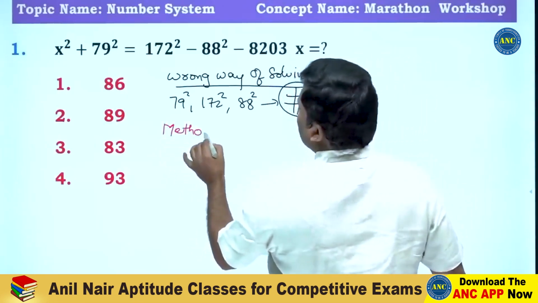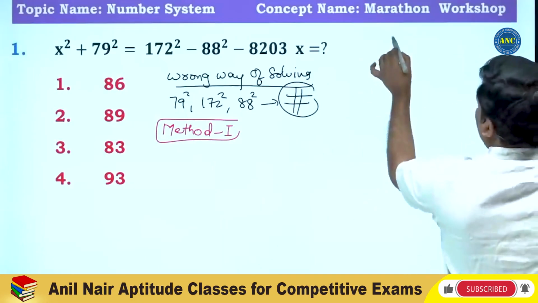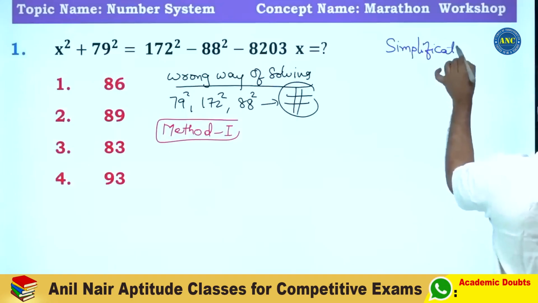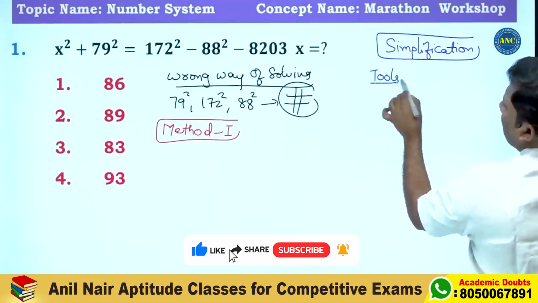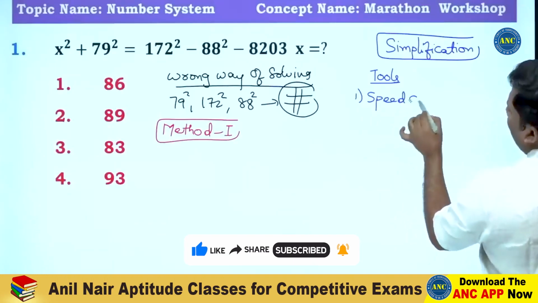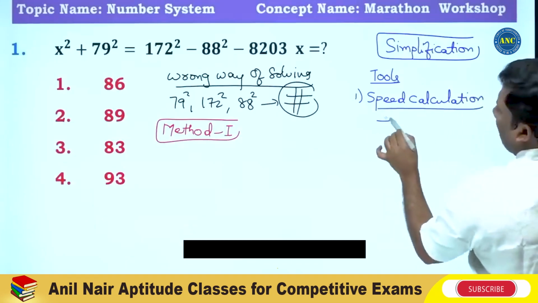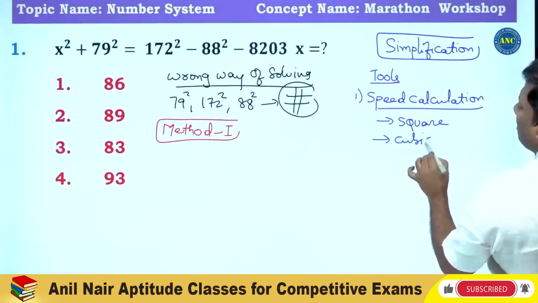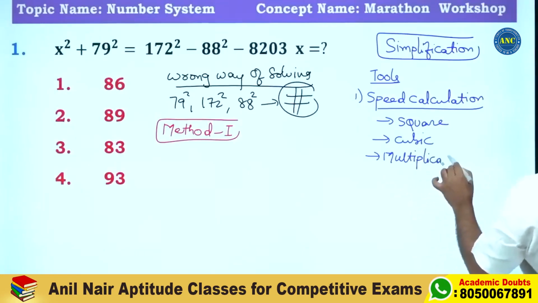Listen carefully. The first thing I will do in method 1 is write down the concepts also. Whenever you are solving simplification related problems, these are the tools which you require. The first thing is speed calculations, which I told you we will ideally not use. Speed calculation techniques: how to find the square of a number, the cube of a number, how to multiply two numbers. Squares, cubes, and multiplication.